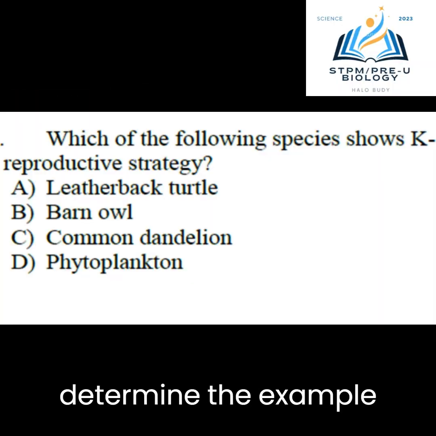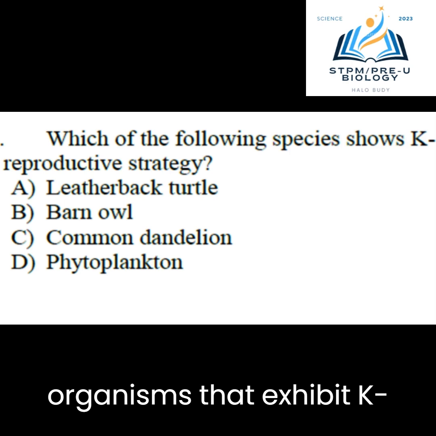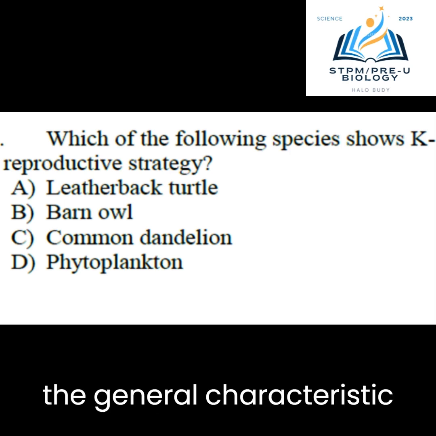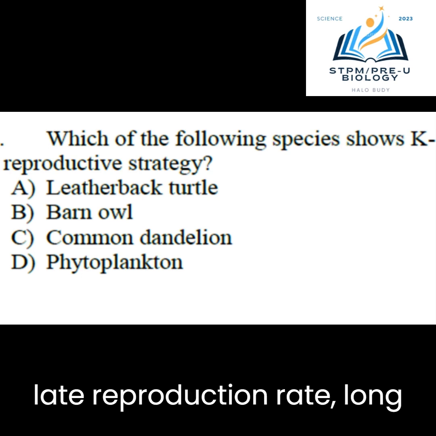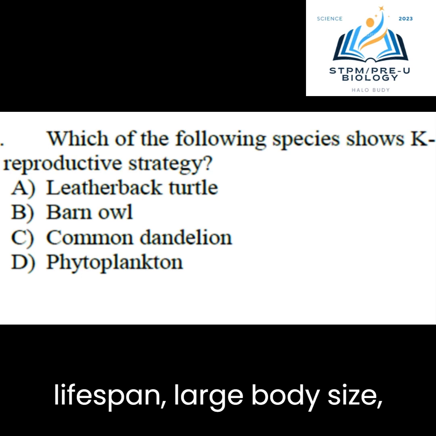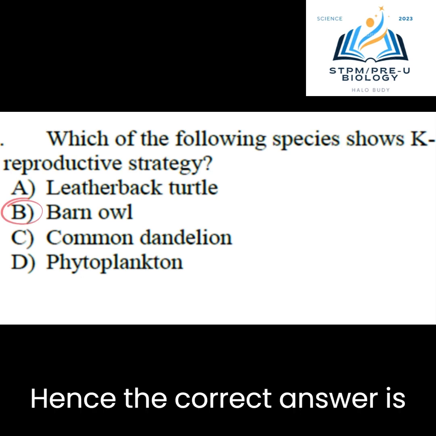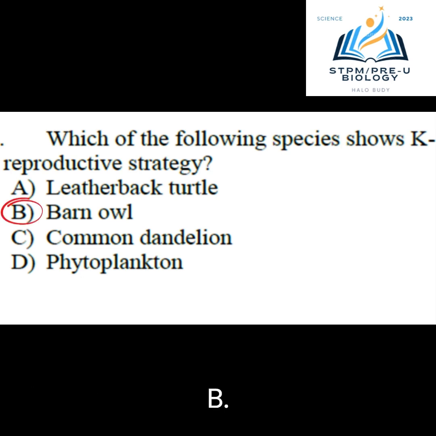This question is to determine the example organisms that exhibit K strategy. K strategy has the general characteristics of a low number of offspring, late reproduction, long lifespan, large body size and requiring parental care. Hence, the correct answer is B.